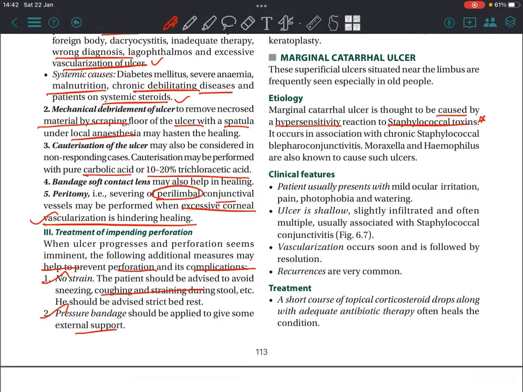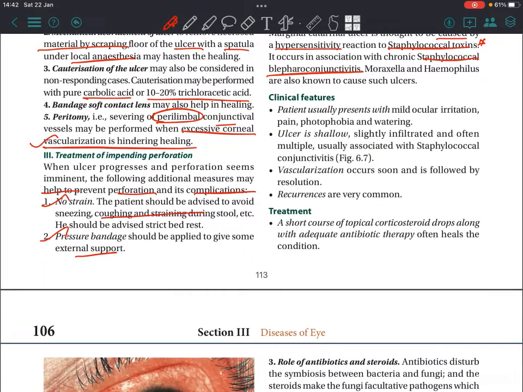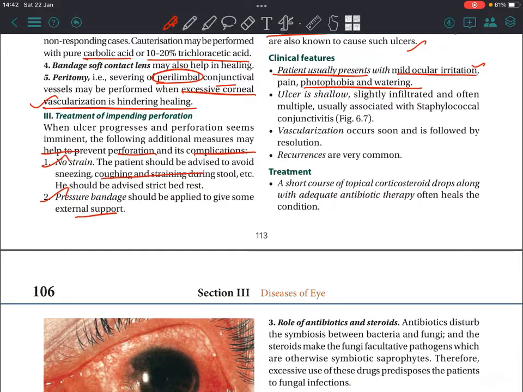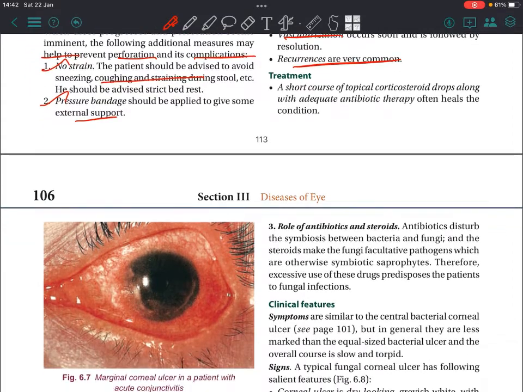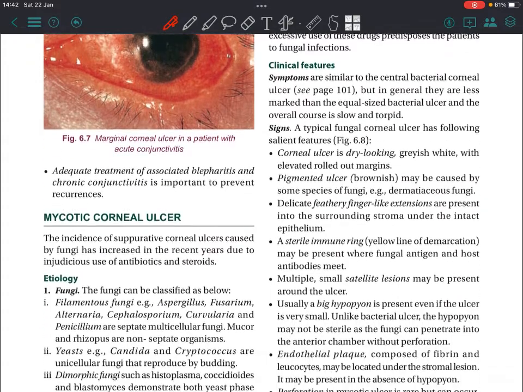It occurs in association with chronic staphylococcal blepharoconjunctivitis. Moraxella and Hemophilus are also known to cause such ulcers. Clinical features: patients usually present with mild ocular irritation, pain, photophobia, and watering. The ulcer is shallow. Vascularization and recurrence are very common. Treatment: a short course of topical corticosteroid drops along with adequate antibiotic therapy often heals the condition.